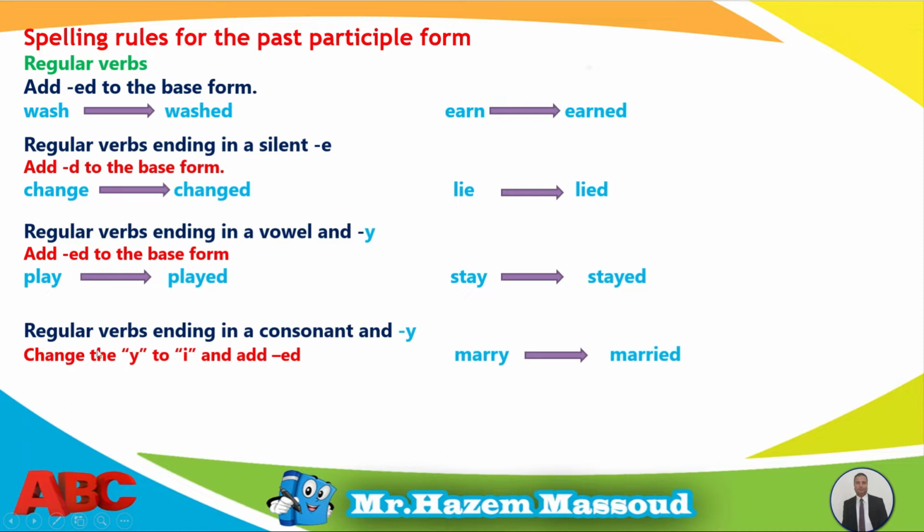And if the regular verb ends in a consonant plus the letter y, I change the letter y to i and add ed. For example, marry. This is a consonant letter r plus the letter y, so I change the letter y to i when I add ed. So it will be marry, married.